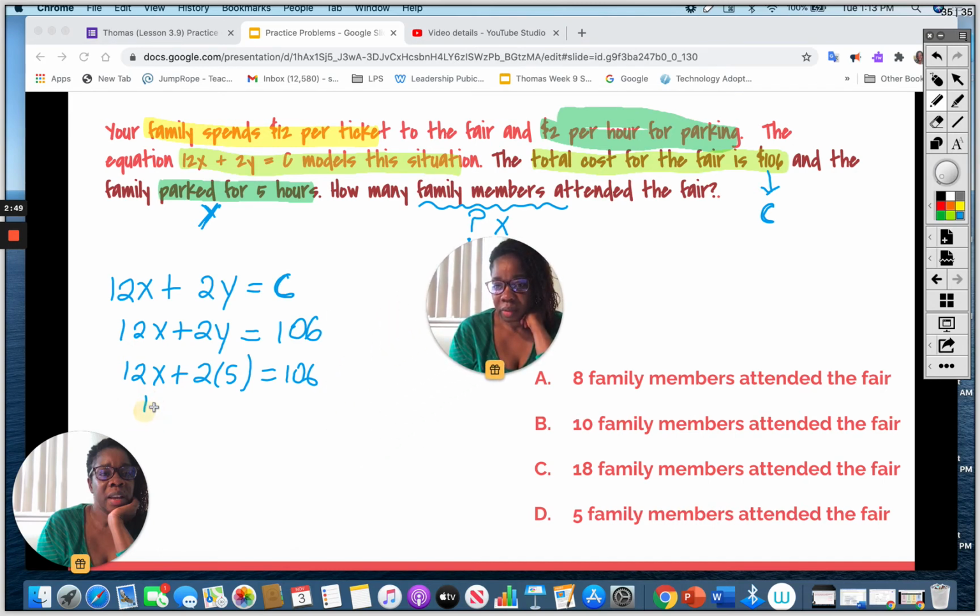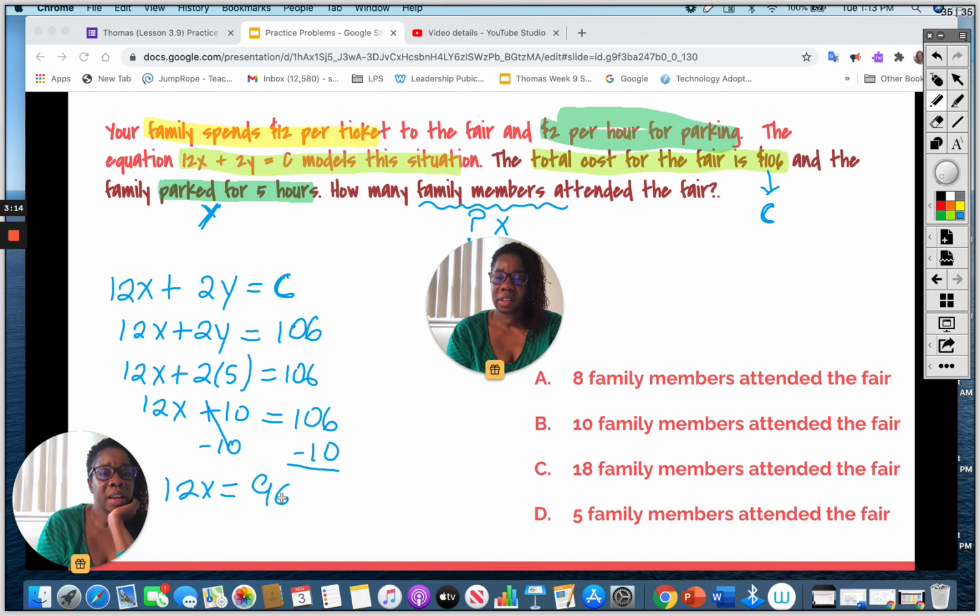That means 12x plus 10 is equal to 106. In order to get rid of that 10, we do the opposite or the inverse of addition, which is subtracting 10 from both sides. Anything you do on one side of an equation, you do on the other side as well. So we're left with 12x is equal to, when we take 10 from 106, we're left with 96.